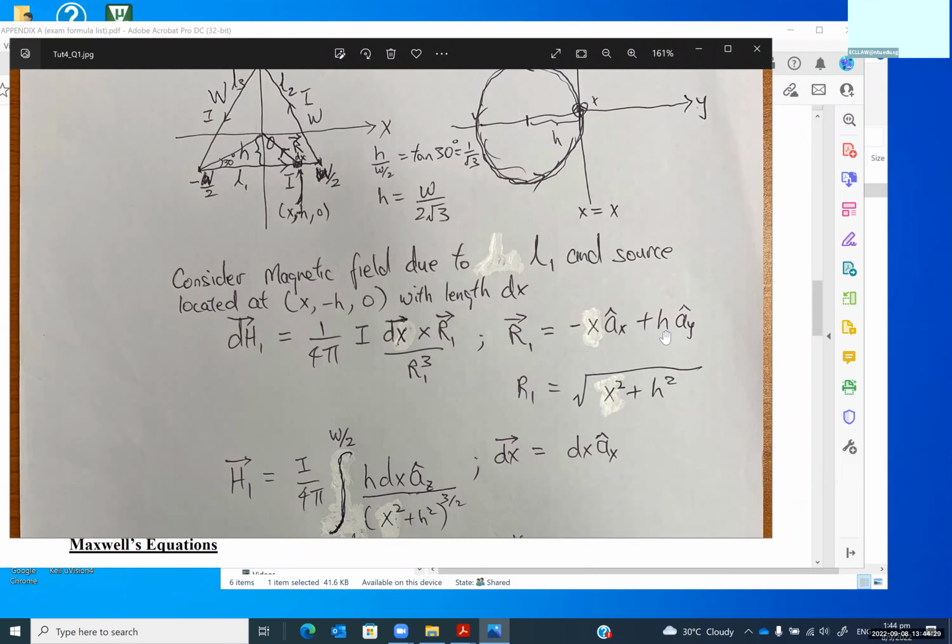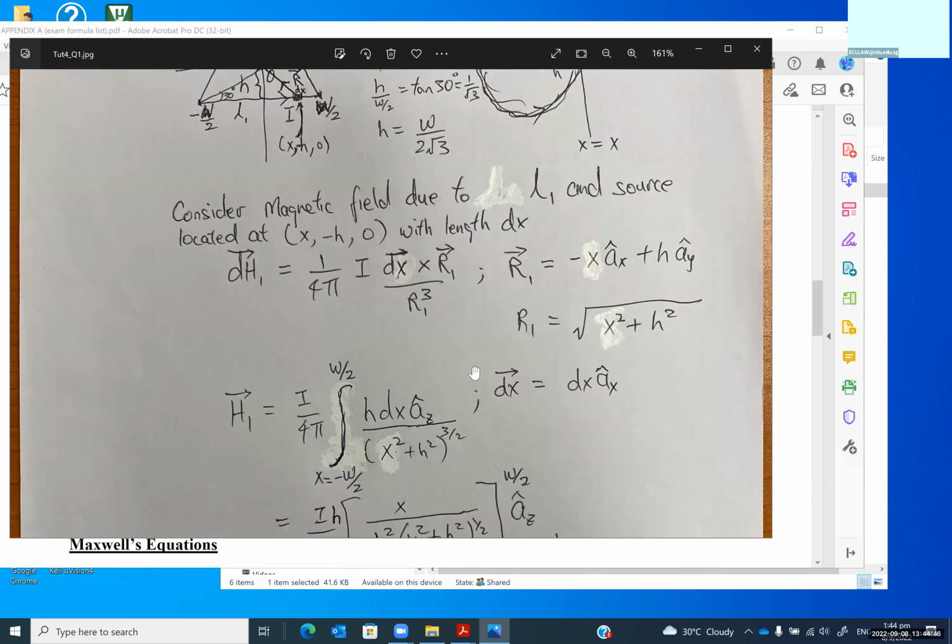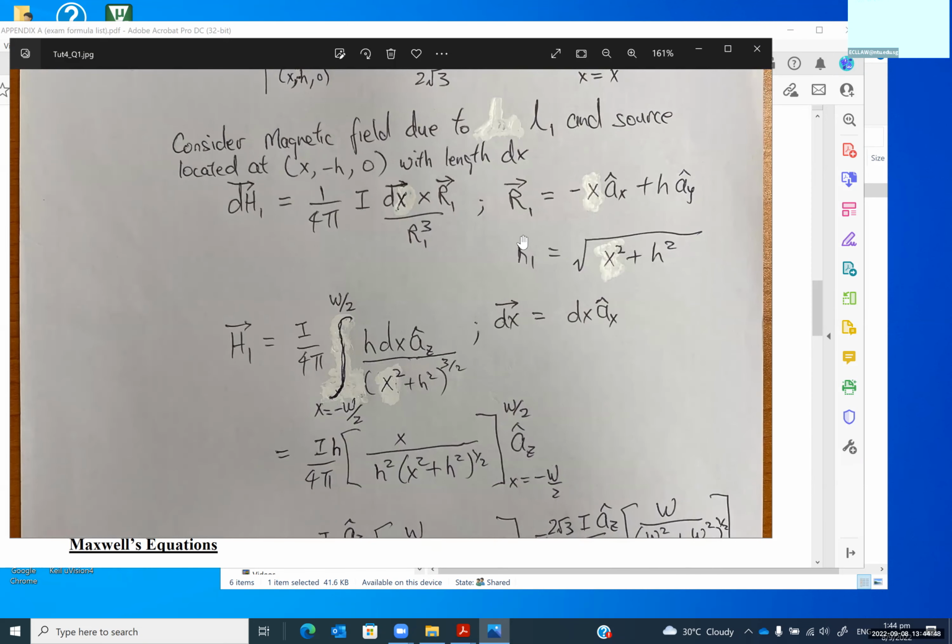Okay, all agree with that r vector, which is pointing from the source point to the field point. The field point is at the origin here. So therefore we plug everything in. The denominator r is just the magnitude of that, so you have the square root of x squared plus h squared. Plug everything in, we have r.